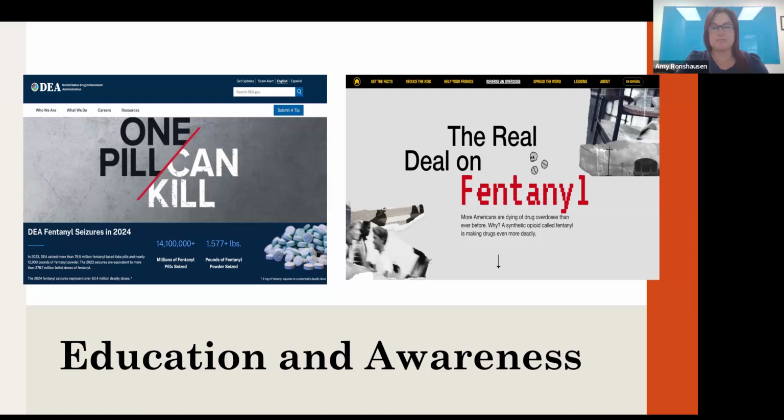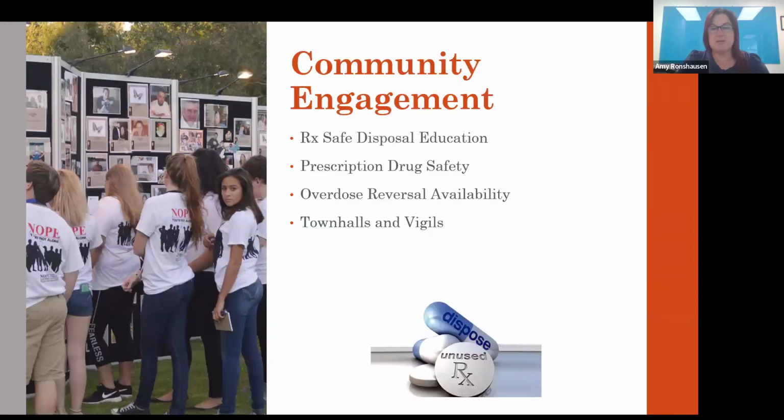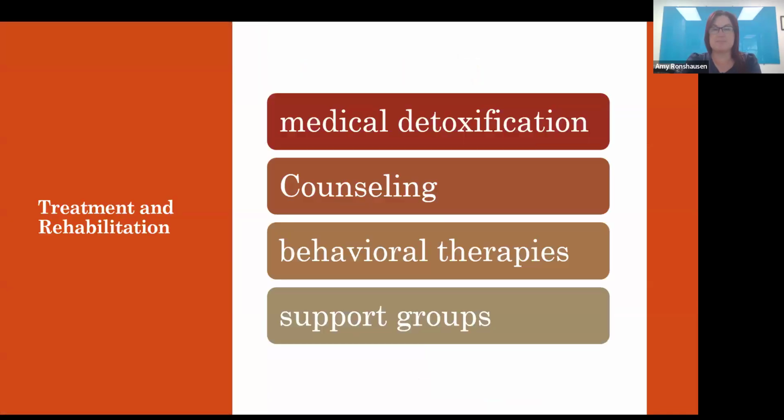Community engagement. Engaging communities in efforts to address the synthetic drug problem can foster collaboration, build trust, and empower local residents to take action. This could involve establishing community coalitions, supporting grassroots initiatives, and involving community leaders in the decision-making process.